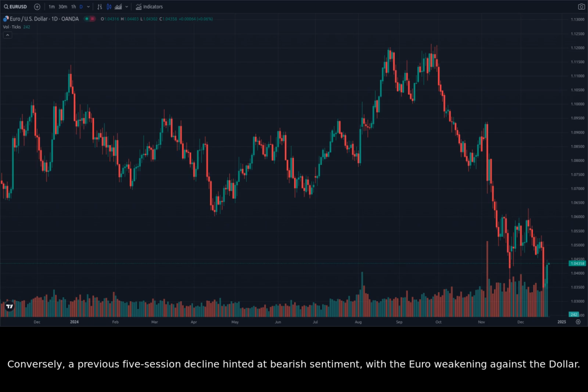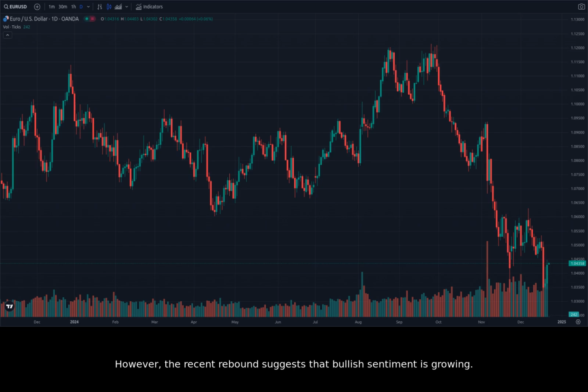Conversely, a previous five-session decline hinted at bearish sentiment, with the euro weakening against the dollar. However, the recent rebound suggests that bullish sentiment is growing. We'll look at different timeframes to see these events' impact on various candlestick patterns.